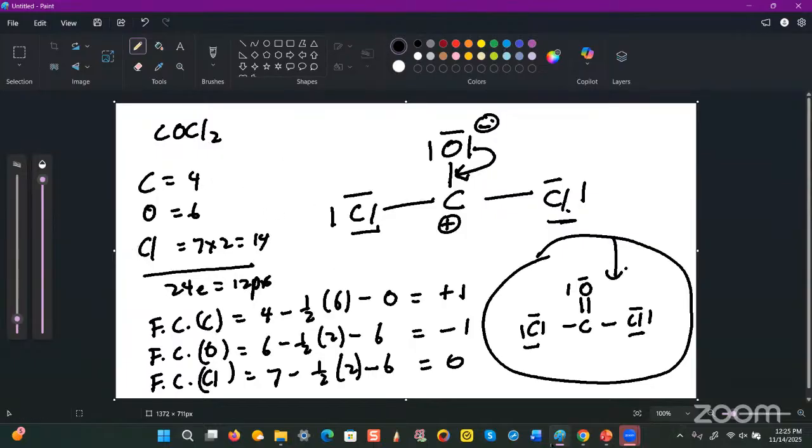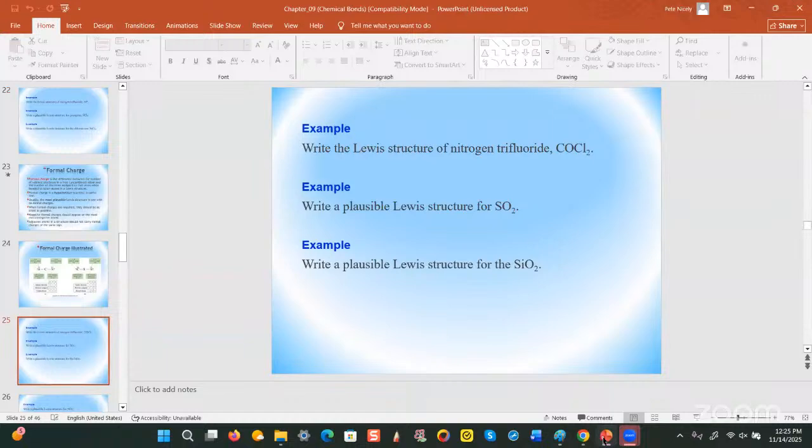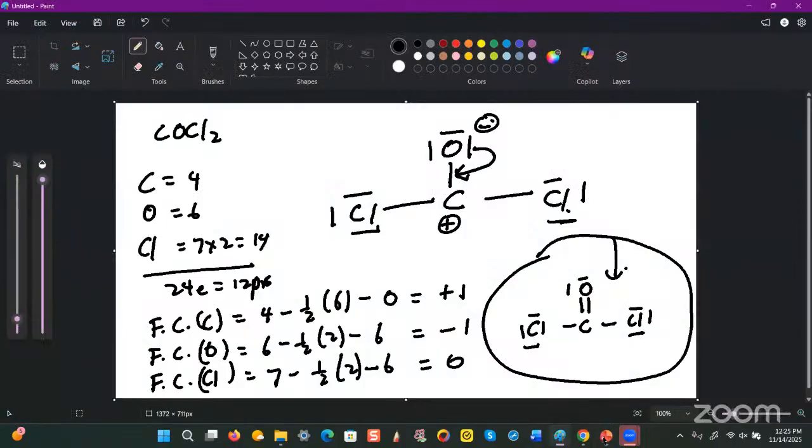So let me go back to the PowerPoint to see what the other example is. Okay, the other example is SO2. So I take it it's okay for me to clear this. So let me delete all this here.